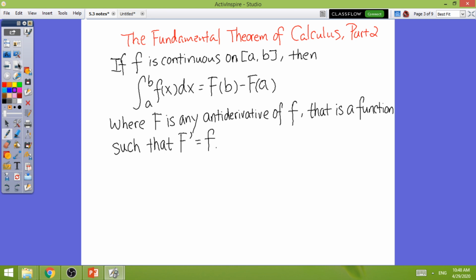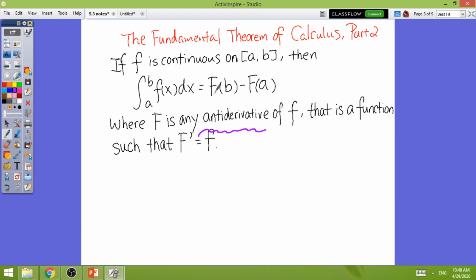So this one is part 2 of FTC. If f is continuous on the closed interval a to b, then the integral from a to b of f of x dx is capital F of b minus capital F of a. Where capital F is the antiderivative, that means it's the original function itself. Once you integrate it, you'll get back to the original function, and that's a function such that F prime is the same as little f.